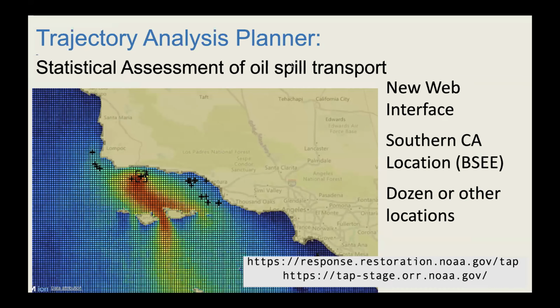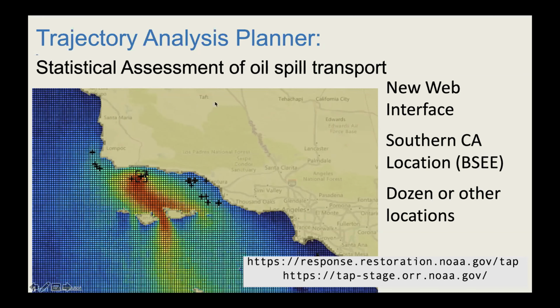I also want to mention the trajectory analysis planner. This is a way to get a statistical assessment of oil spill transport. If you have a spill in a particular location, where might that actually go under the different kinds of winds and current conditions that might exist in that region? This is really important for planning because you don't know which way the wind's going to be blowing or which way the currents will be flowing when some spill might happen in the future. The way we do this is we collect hindcast data, a collection of measured wind data, for instance, and a hindcast model run in general.